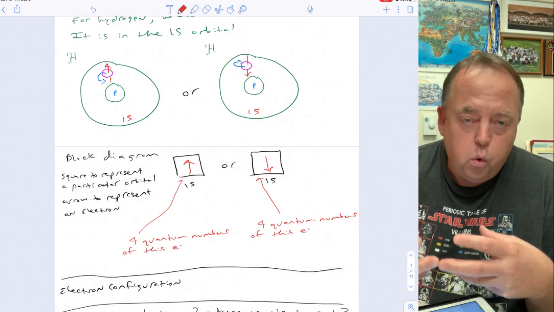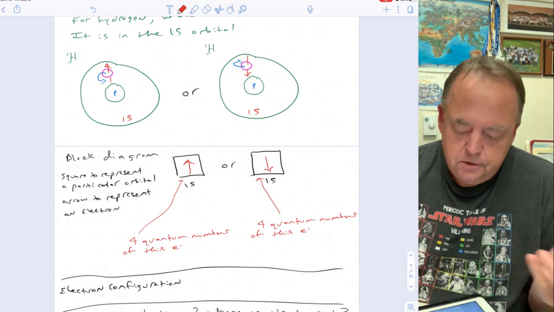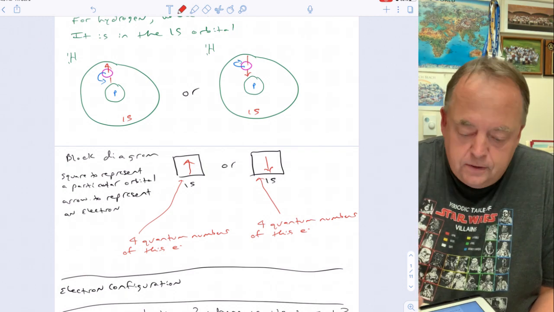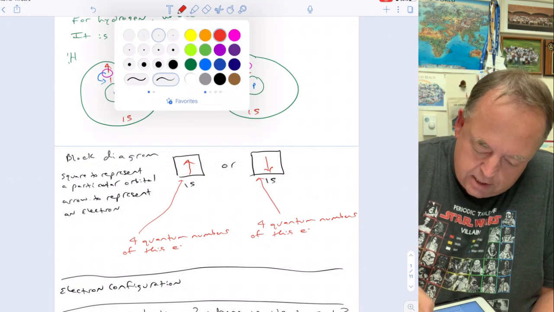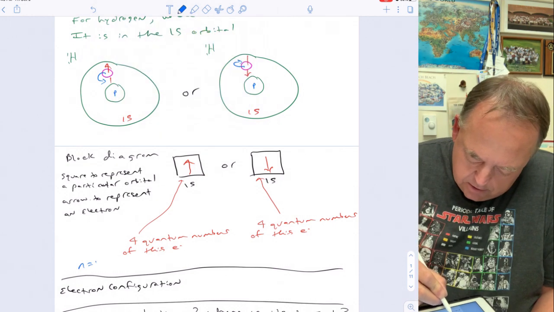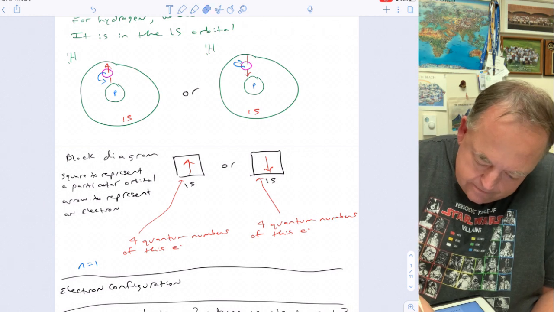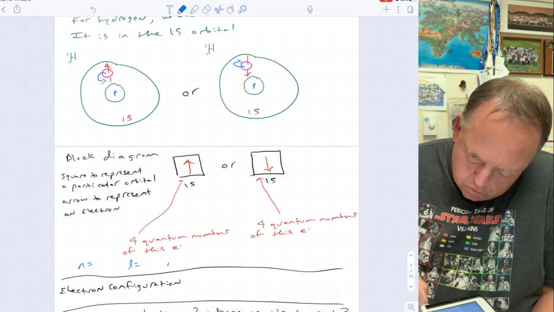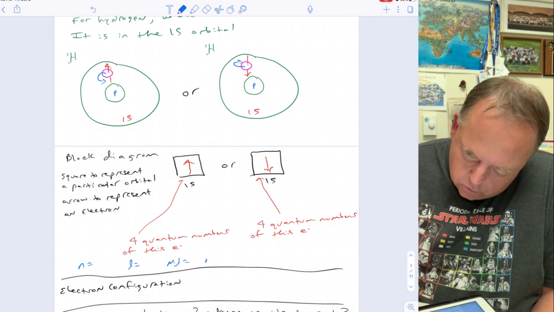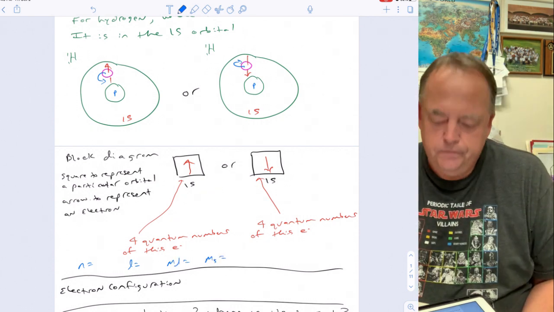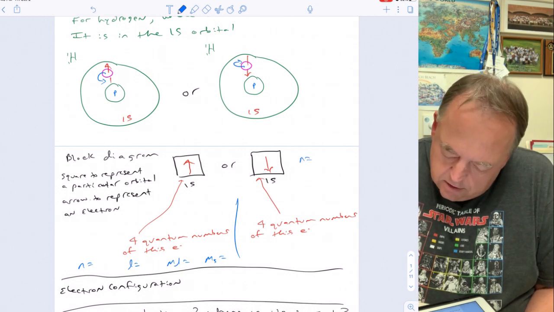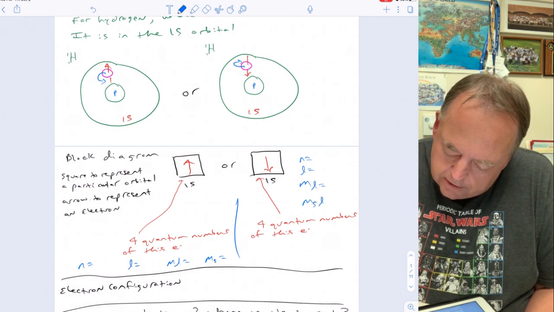So what are the 4 quantum numbers for these electrons? For this electron, spin up or spin down. Basically what that means is I am asking you, what is n equal to? What is L equal to? What is m sub L equal to? And what is m sub S equal to? And we'll do the same thing for this one. What is n? What is L? What is m sub L? What is m sub S?